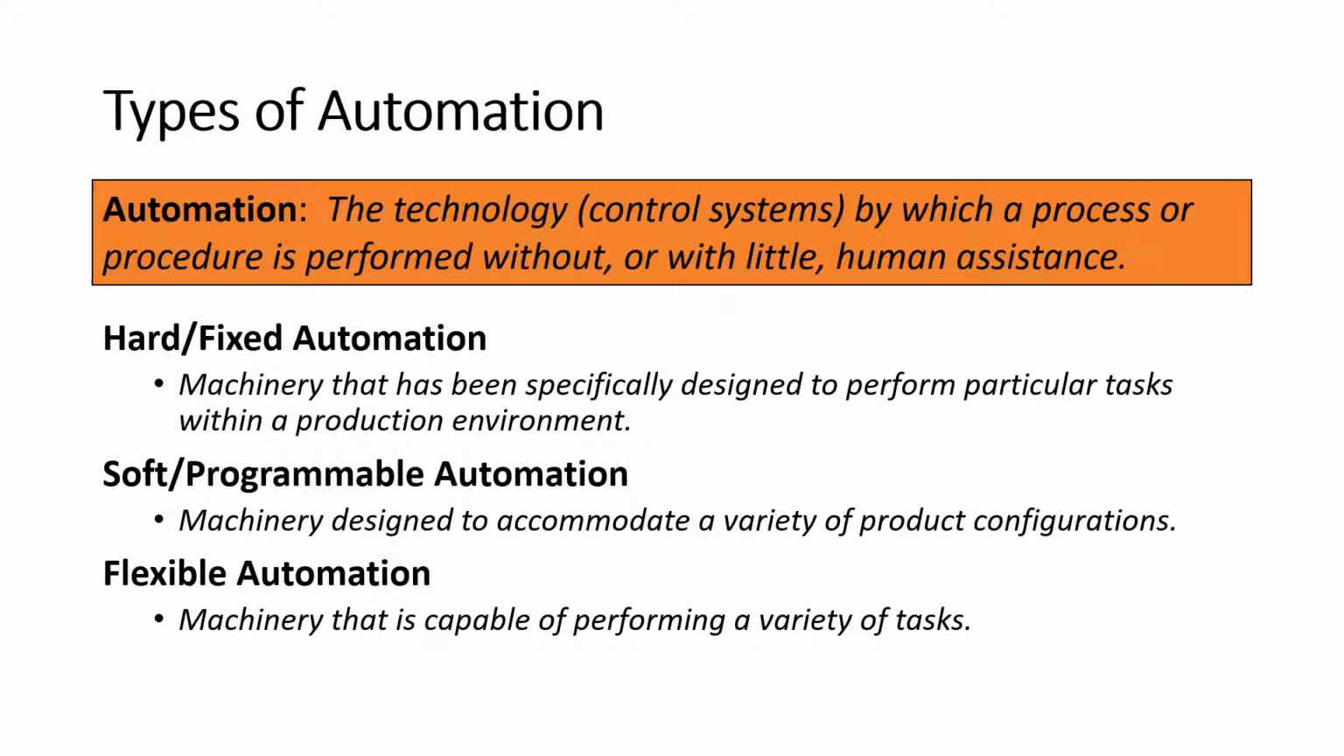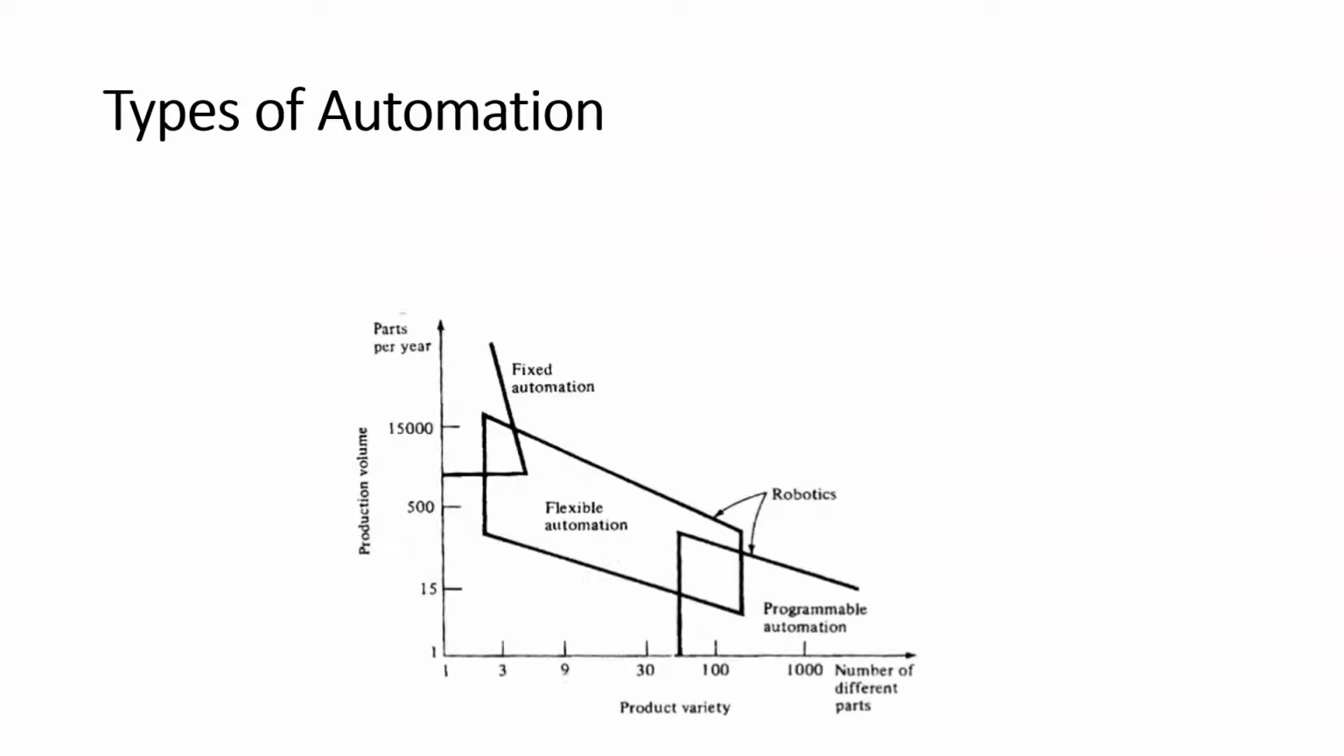And then the third type of automation is flexible automation. This is a type of automation between hard and soft automation. You'll see in the next slide where they fit within the production environment. Flexible automation is typically able to be programmed, but again, it doesn't have to be programmable. But we can do a few different things with this flexible type of automation. Okay, so let's look and see where they fit within the production environment.